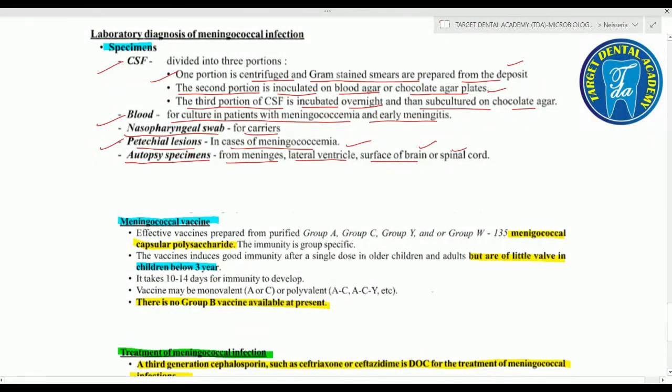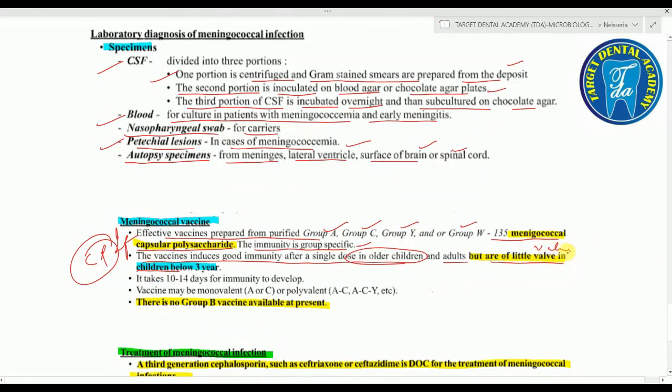Coming on to the meningococcal vaccine. So the effective vaccine is prepared from the purified group A, C, Y and group W-135 meningococcal capsular polysaccharide. The immunity is group specific. Important. So the vaccine induces good immunity after a single dose in the older children and adults, but is of little value in children below 3 years of age. It takes 10 to 14 days for the immunity to develop. There is no group B vaccine available at present.